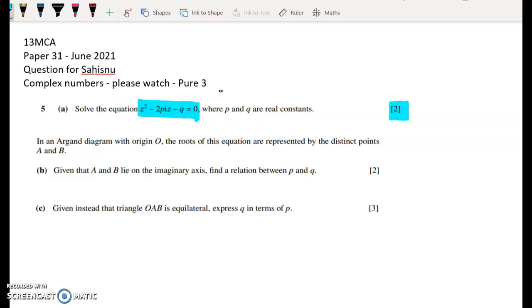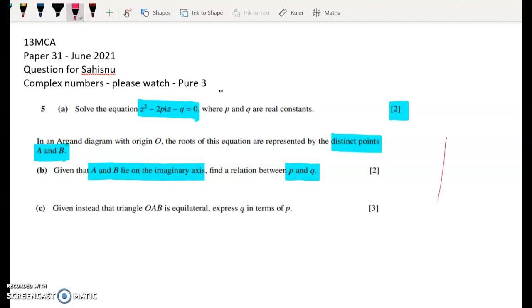Next, we're told that in an Argand diagram with origin O, the roots of this equation are represented by the distinct points A and B. First, we're told that these two roots, A and B, lie on the imaginary axis, so we have to find a relation between p and q. Let's visualize that. The imaginary axis is here. The points might be here, maybe both above 0, or here, but the point is that they are separate points, and there are 2 of them.